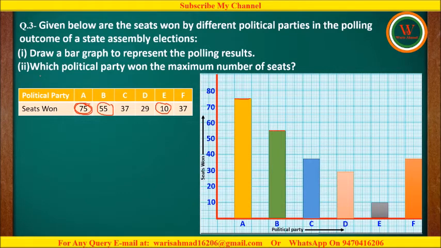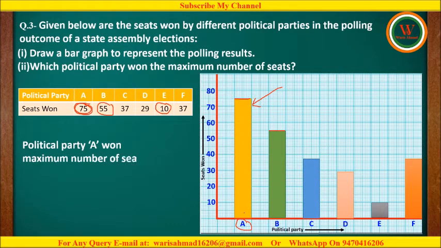Now let us see the second question. Which political party won the maximum number of seats? So according to this bar graph, we can observe that this is the longest bar and this bar is belonging to party A. That's why here we can write down political party A won maximum number of seats. So this is the final solution of this question.